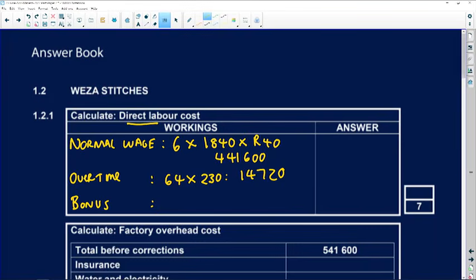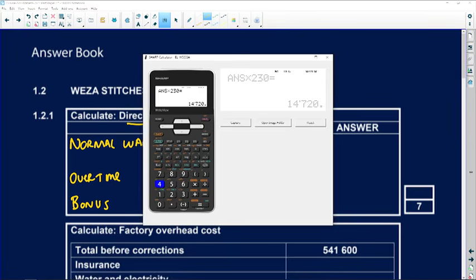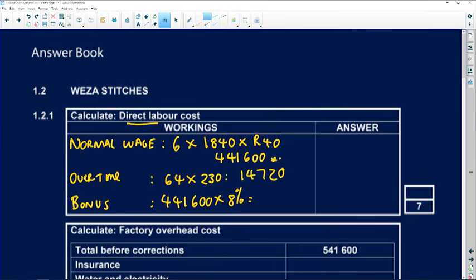So that is simply their normal wage, 441,600, what we calculated a few seconds ago, times 8%, and that is giving us 35,328. Remember, my total direct labor cost would be the amounts that I'm circling, that's what I need to add on my calculator.